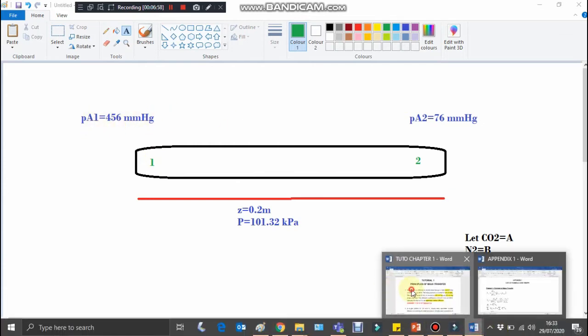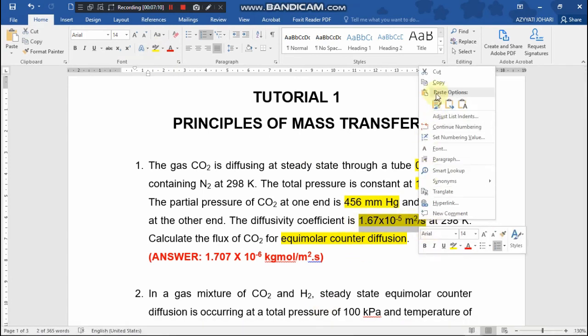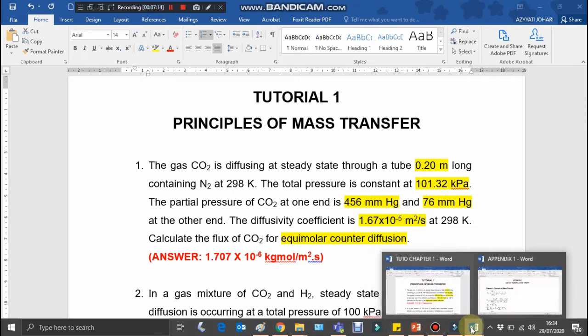And then what else? The question gives you the diffusivity coefficient value, this value DAB. So DAB is the constant.